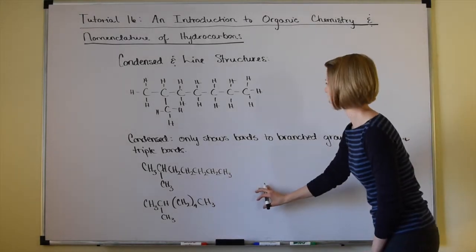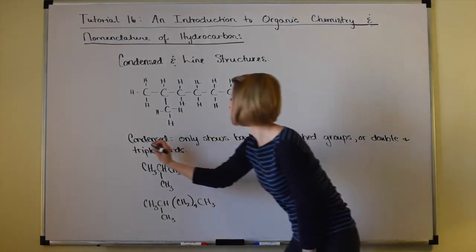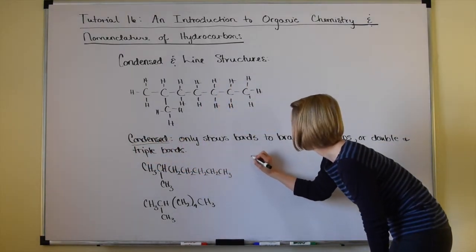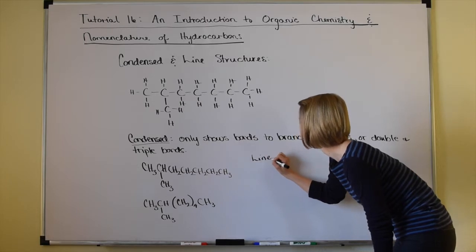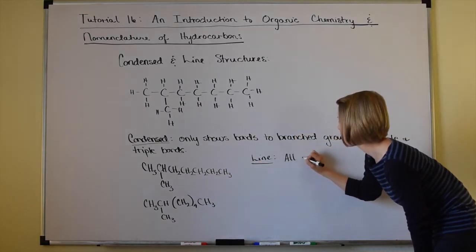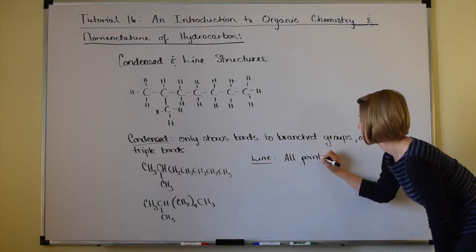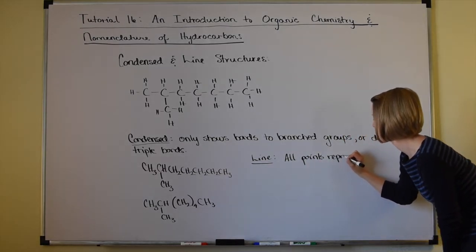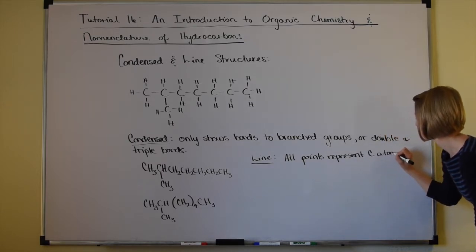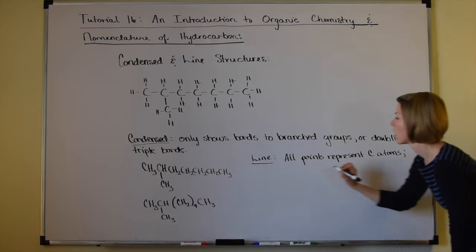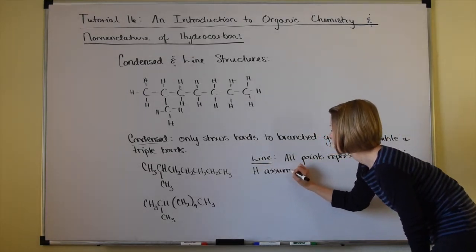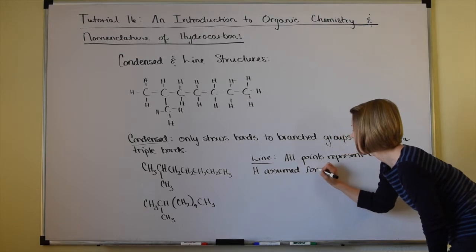So let's write here for line structure. We underline condensed so it doesn't get too messy here. For line structure, just write line. All points represent carbon atoms. Hydrogens are assumed for octet.